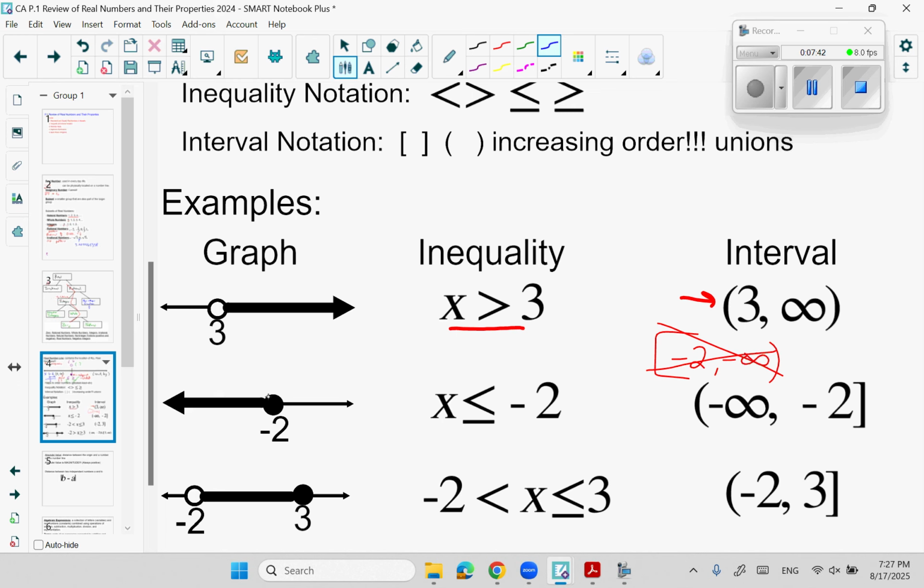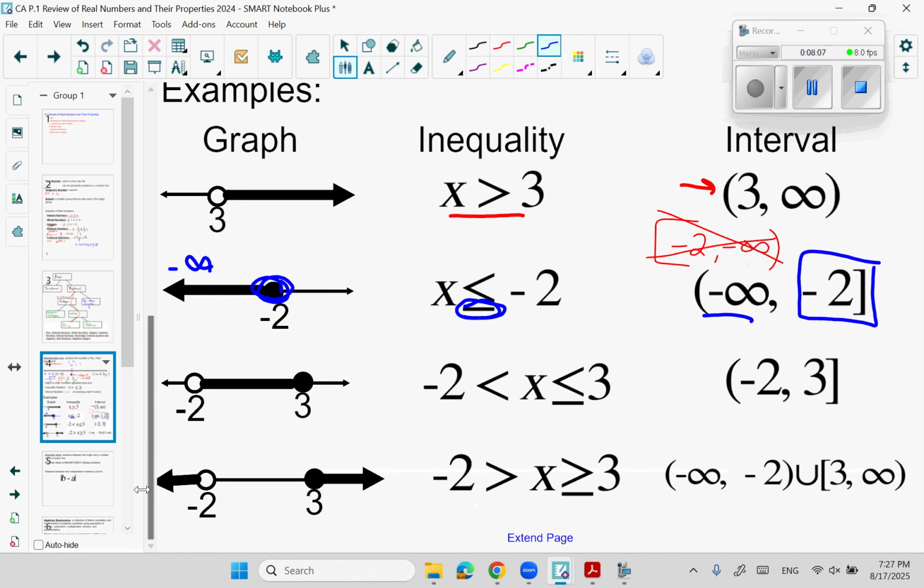Same thing here. We have a closed circle, so it has to have the equal to value, and the negative 2 has to have the brackets. But it goes to negative infinity. Negative infinity is smaller than negative 2, so negative infinity has to go first, and infinities never have brackets, so that has to be a parenthesis.